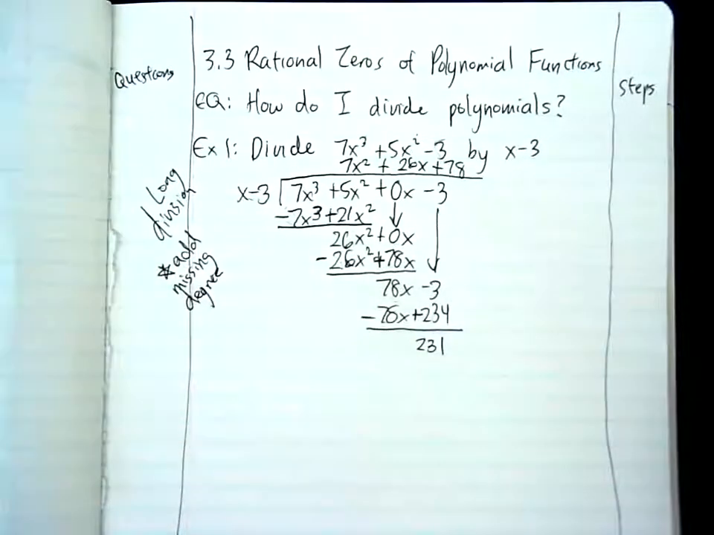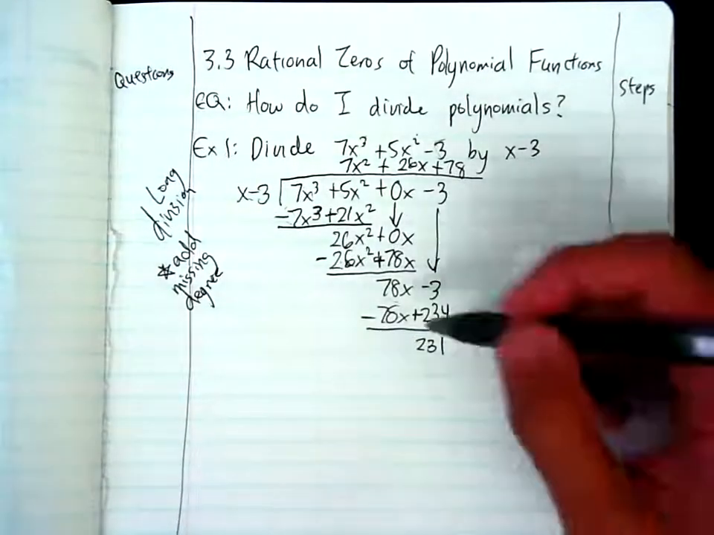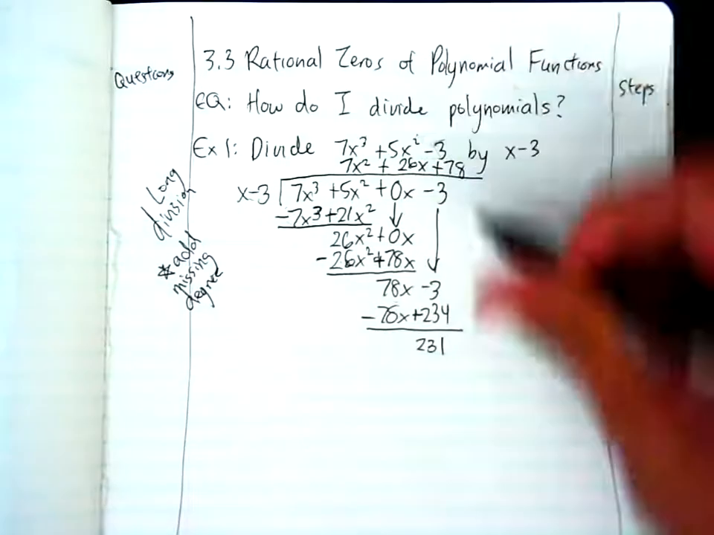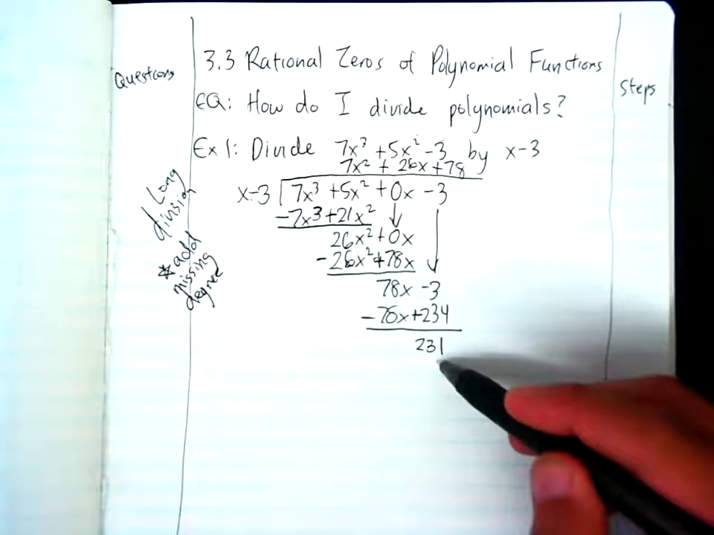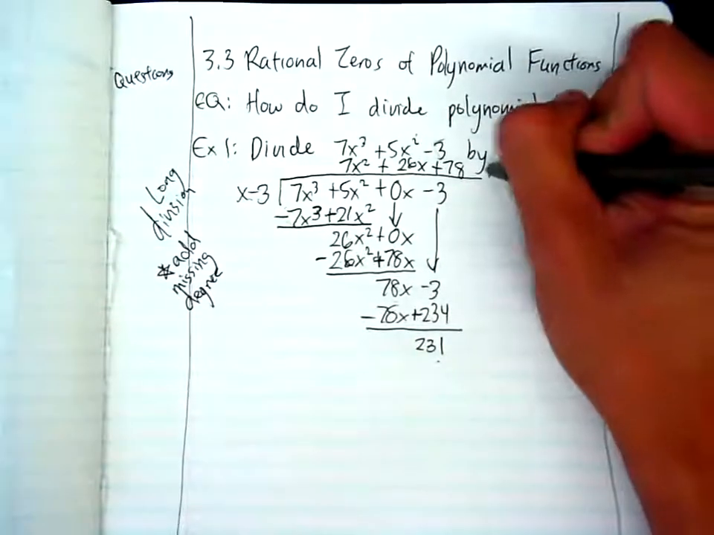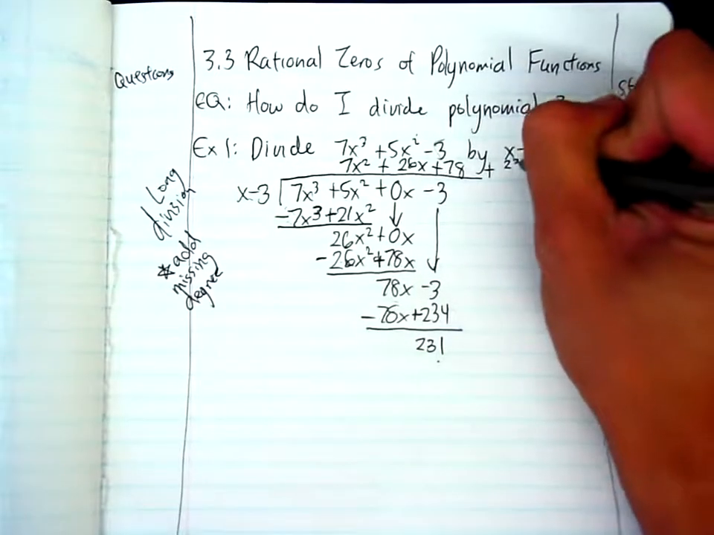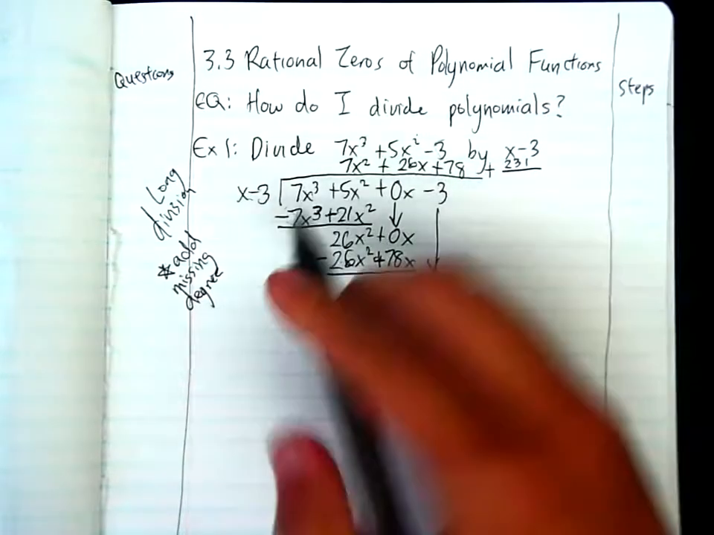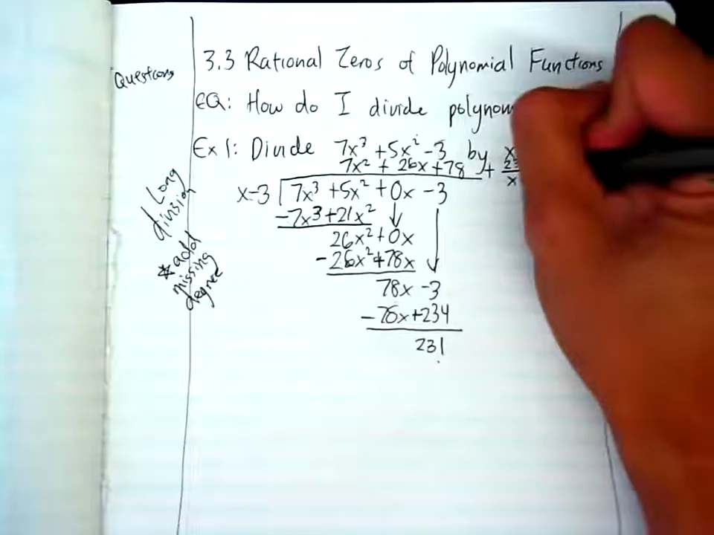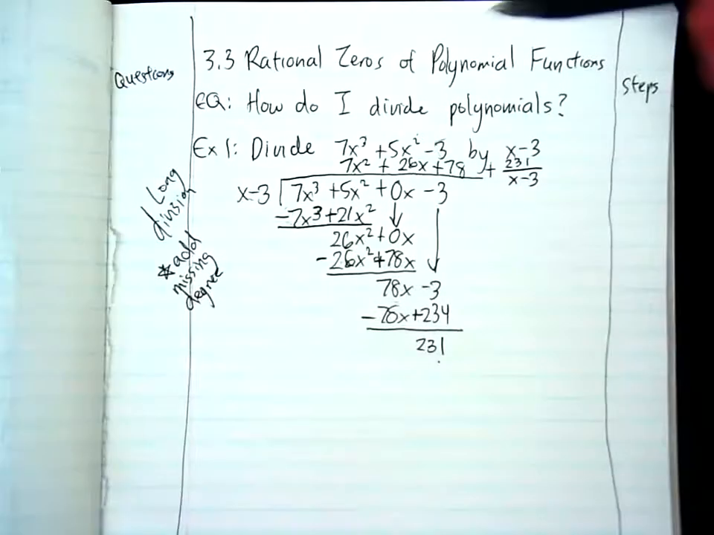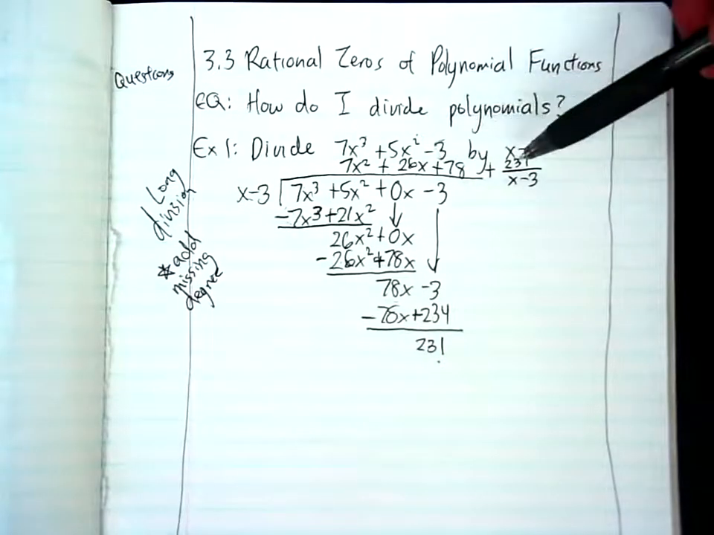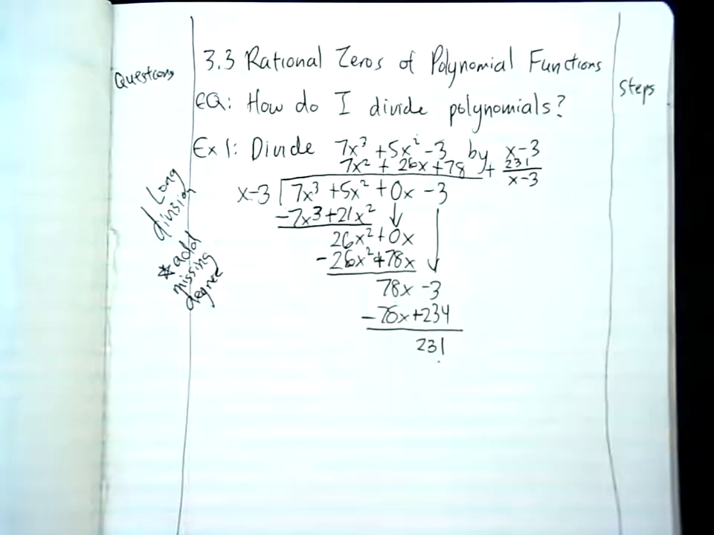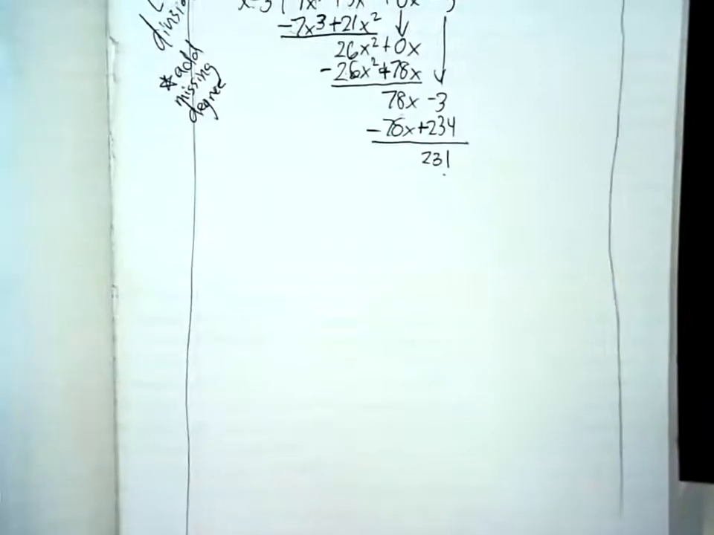Okay? All right, and then I have to write my answer. So this is the quotient. I have to add the remainder. My remainder is 231. And when I add the remainder, I'm going to add the remainder and divide it by what I was dividing by. So it'll be 231 over x minus 3. So this is my answer: 7x squared plus 26x plus 78 plus 231 over x minus 3.